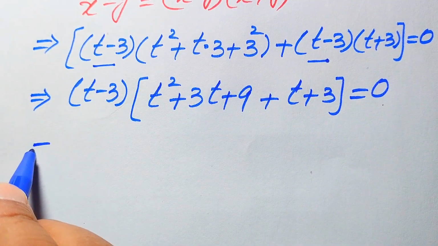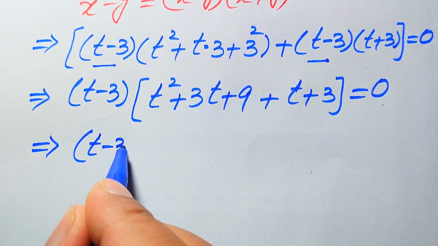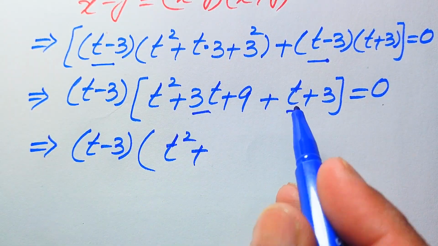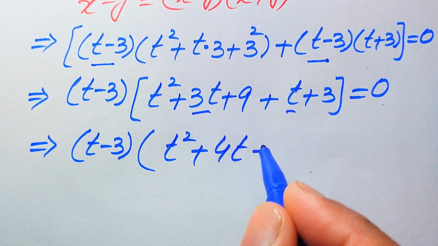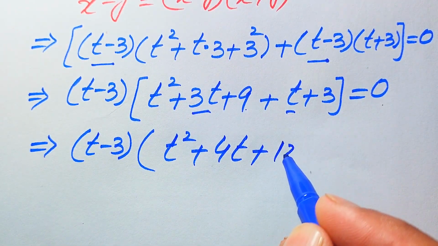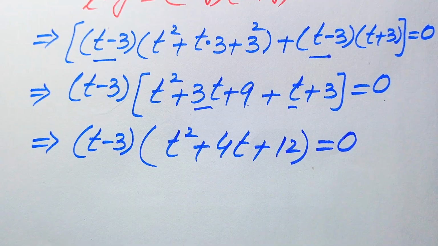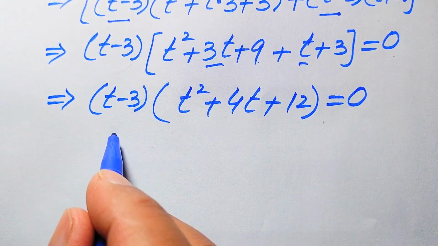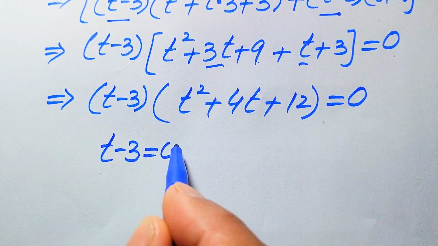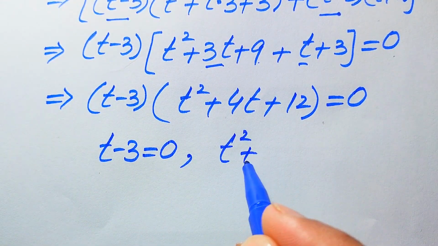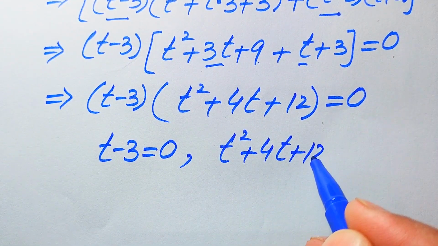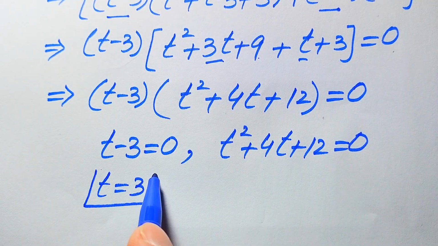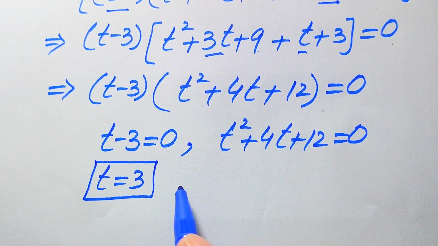Now in the next step we have t minus 3 times t square plus 3t plus t becomes 4t, and plus 9 plus 3 becomes 12, and this whole equation is equal to 0. Now we need to divide this equation into two cases. The first case is t minus 3 equals 0 and the second case is t square plus 4t plus 12 is equal to 0. From here we get the value of t equal to plus 3. So this is the first real root of the given equation.